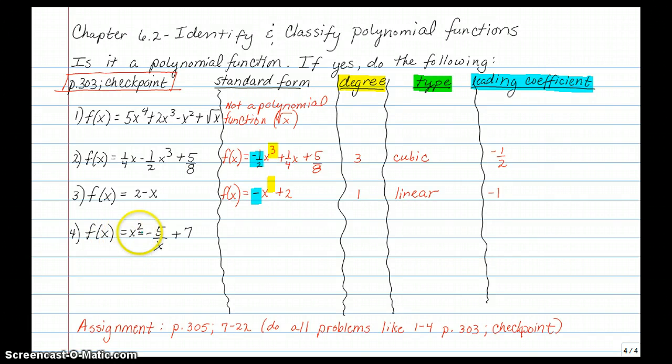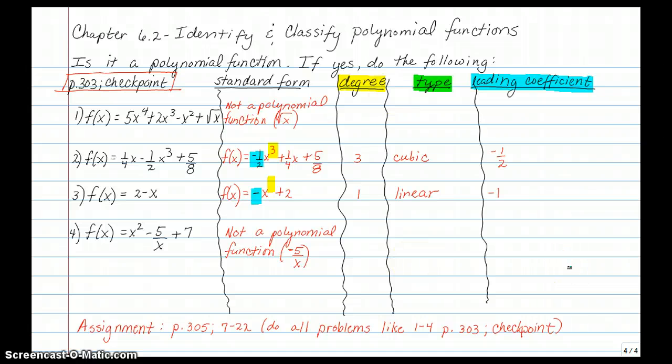f of x equals x squared minus 5 over x plus 7. Well, that's one of the exceptions. You can never have a denominator that's a variable. So this is not a polynomial function. And the reason it is not is it's got negative 5 over x, with the x as the denominator being the problem. If it's not a polynomial function, then we can't fill in any other part of the table.